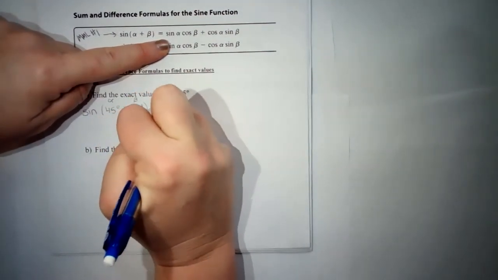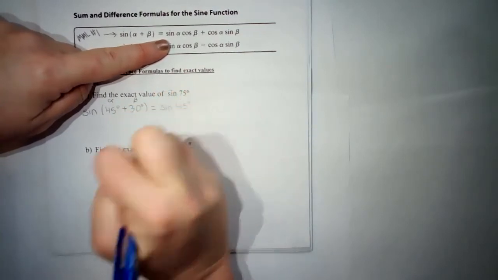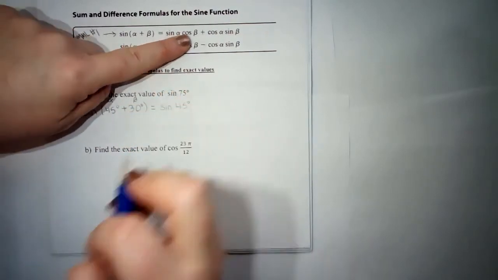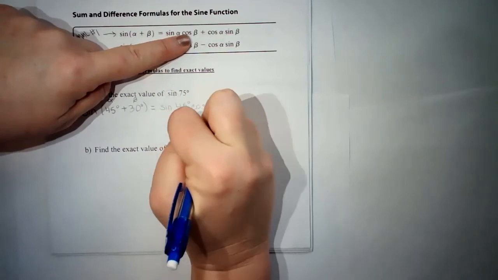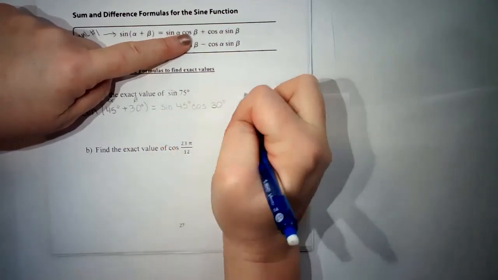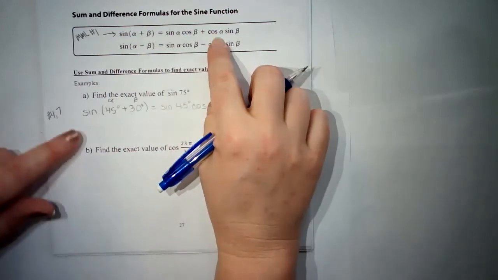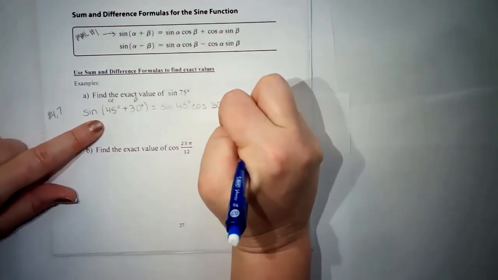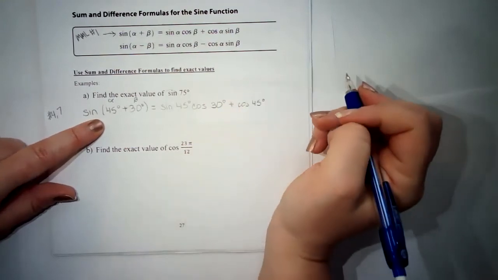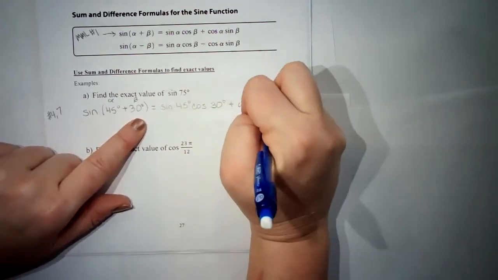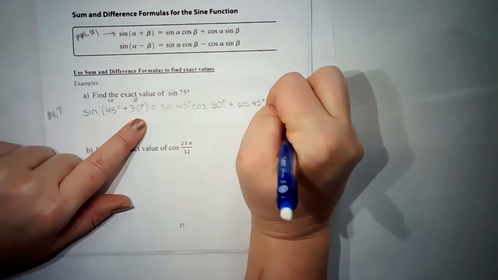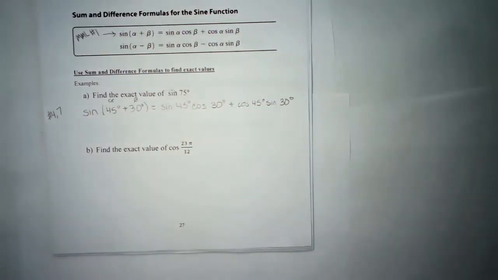Now it wants the sine of alpha. So that's the sine of 45. Then it wants the cosine of beta. So that's the cosine of 30. And then it says plus. Then it says cosine alpha. Okay, so that's cosine 45. And then it says sine beta. So that's sine 30.